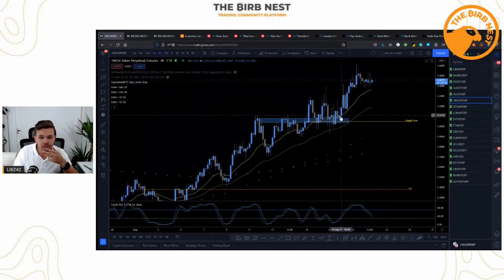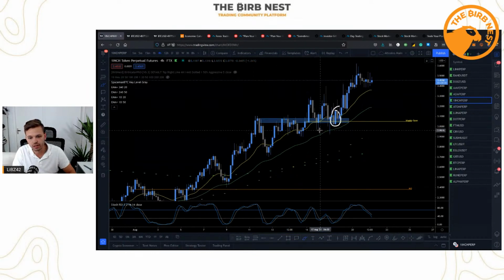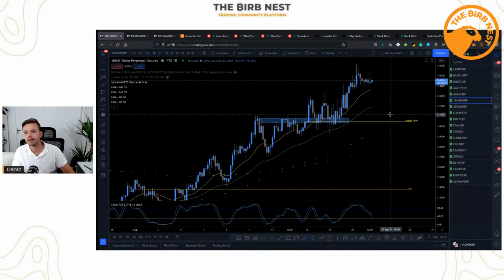1INCH is just looking fantastic right here. Check this out. That's a 4-hour bullish engulfing right there with a stochastic bull cross below 30, and it happened on a significant level and weekly open. That is when you enter. That is your buying confirmation right there. And this was a good one as well.